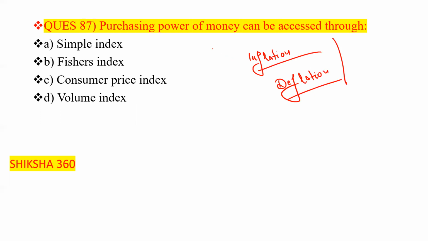Inflation is the rising of prices; deflation is a decrease in prices. So the measure from which we measure inflation is the consumer price index. So option C is the correct answer: the consumer price index. Now move to the next question.